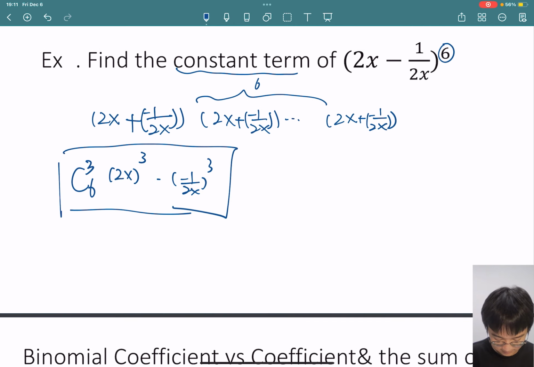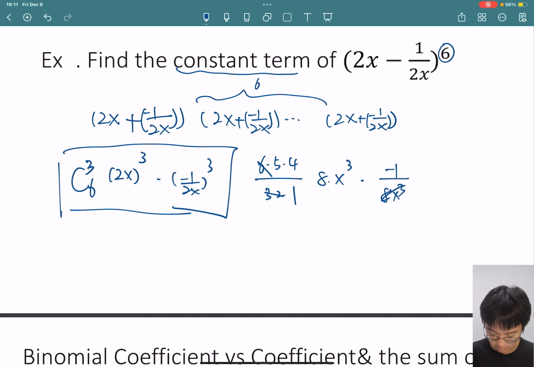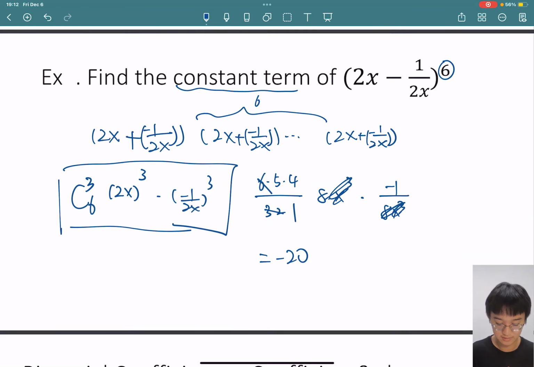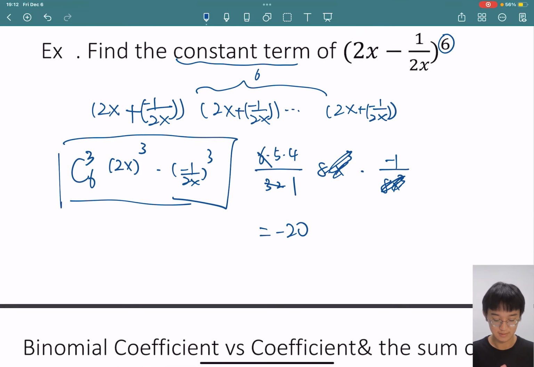Let's compute it. So C(6,3) is 6 times 5 times 4 over 3 times 2 times 1. Right? This is 8x cubed. This is minus 1 over 8x cubed. The 8x cubed cancels, so this is minus 20. This is the constant term of this expression.